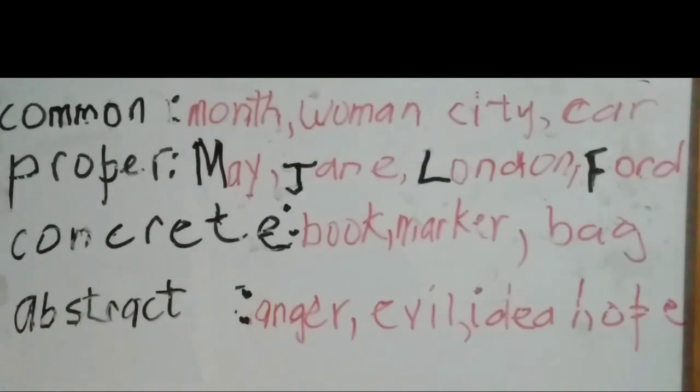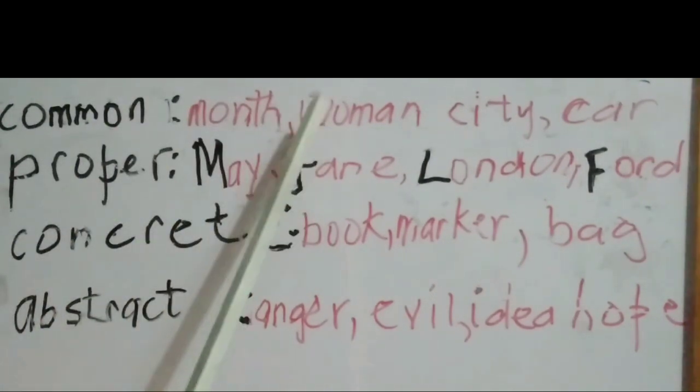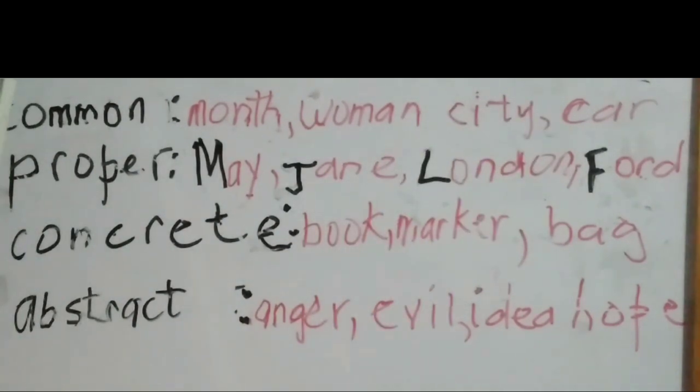So let's go again. We have common nouns. Common nouns. Sorry. So common nouns that we have here are month, woman, city, car. Remember that common nouns are non-specific names given to people, places, animals, and things.